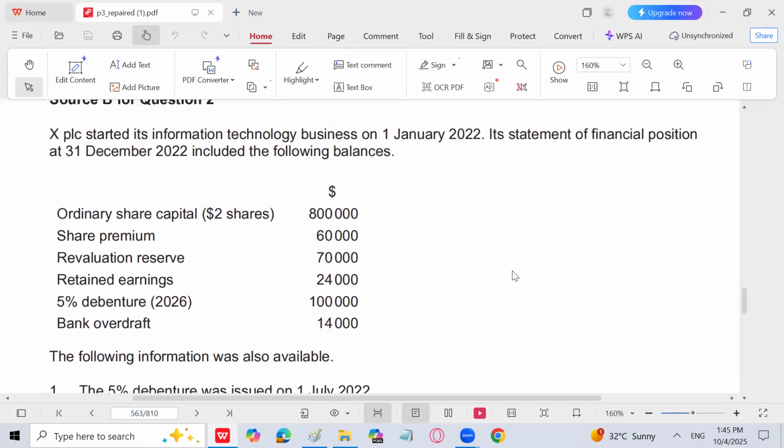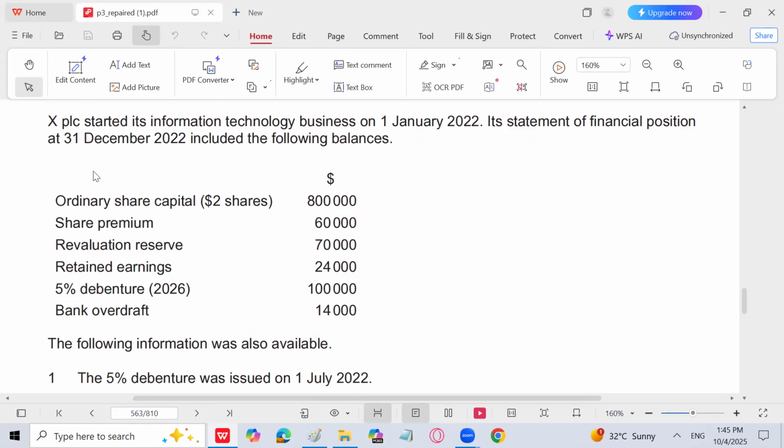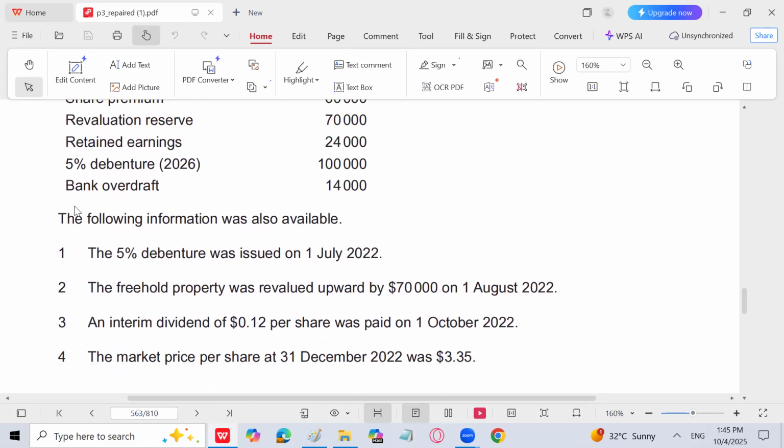Is this the start of the business? Yes, it started its business on 1st January 2022. It means that there was no retained earning in the past. All the retained earnings we have at the end is all profit. So 24,000, if we add dividend to retained earnings at the end, we will get profit for the year.